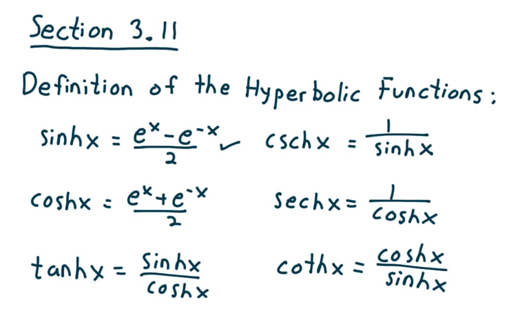Cosh x, or hyperbolic cosine x, is e to the x plus e to the negative x divided by 2. Hyperbolic tangent x is sinh x over cosh x. Hyperbolic cosecant x is 1 over sinh x. Hyperbolic secant x is 1 over cosh x. And then hyperbolic cotangent x is equal to cosh x divided by sinh x.